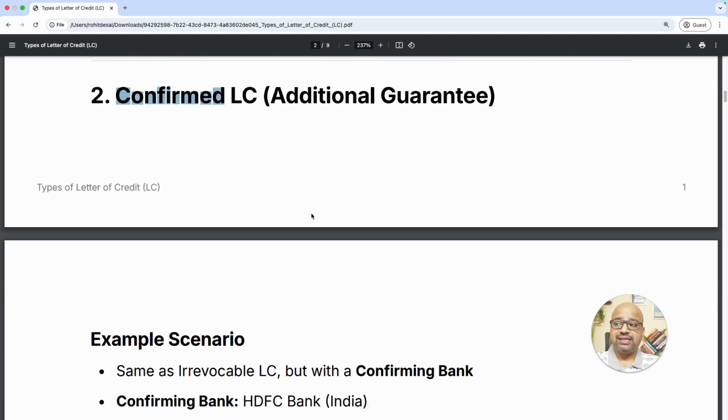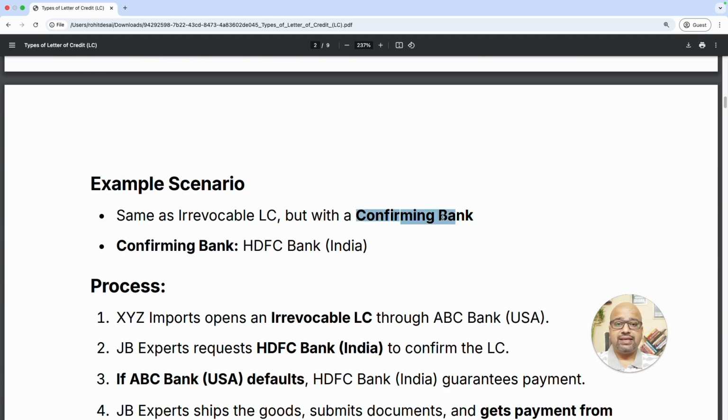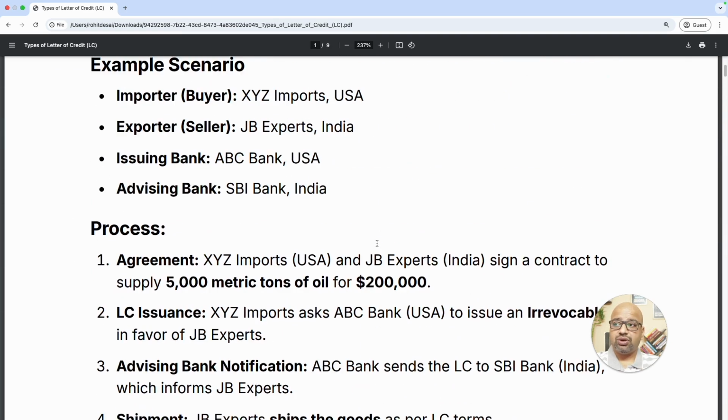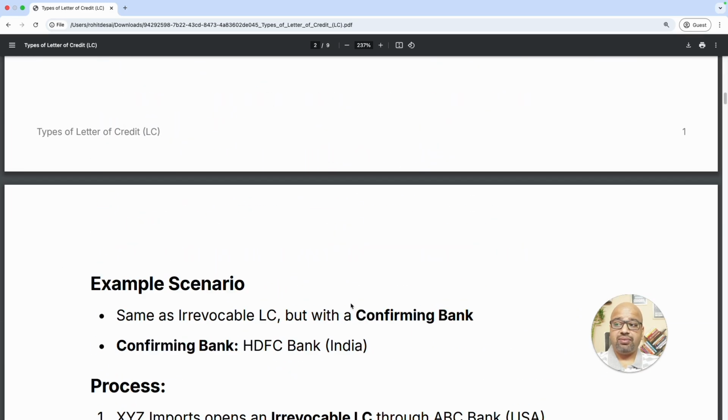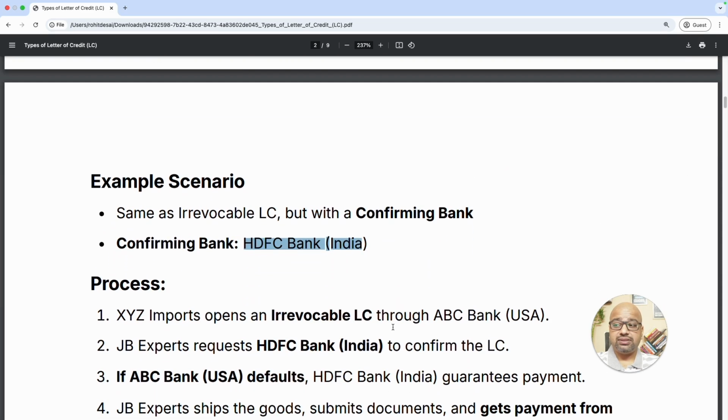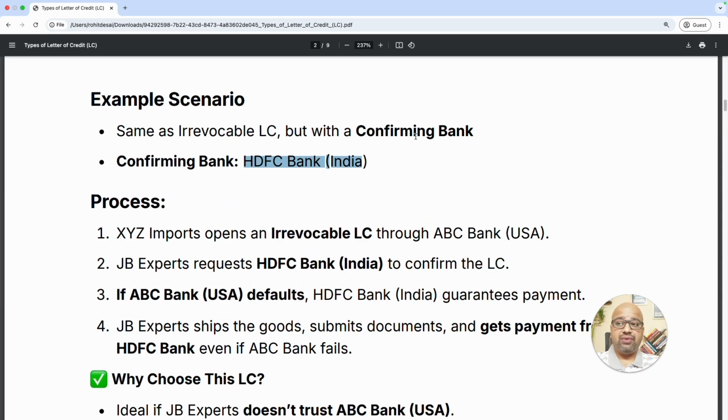So a confirmed LC is an additional protection that says some other bank is going to guarantee you. In an LC, this is how it's going to happen: your buyer is going to pay you first. If your buyer doesn't pay, his bank is going to pay. If his bank also doesn't pay you, then the confirmed bank is going to pay you. So it means it's an additional security. Every time do you need to do this? No, not really. If it's a good bank, a US well-known bank, or any well-known bank of that particular government, then yeah, you can go ahead.